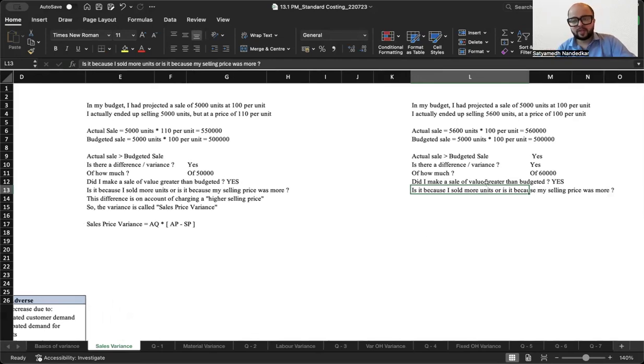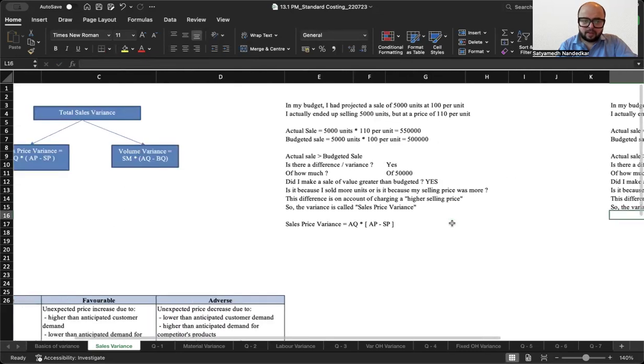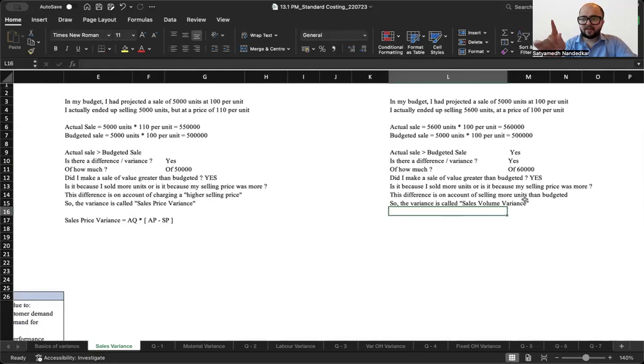Not because I sold the units at a higher price, but this difference is on account of selling more units than budgeted. So the variance is called sales volume variance.